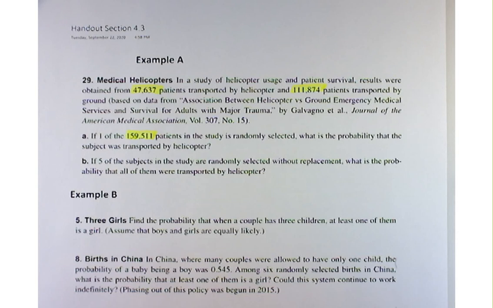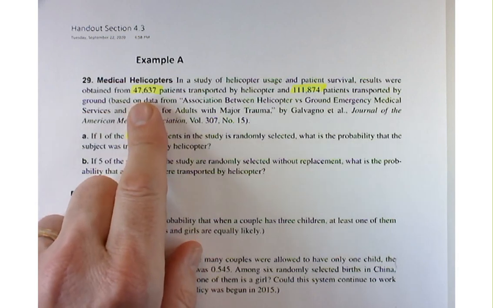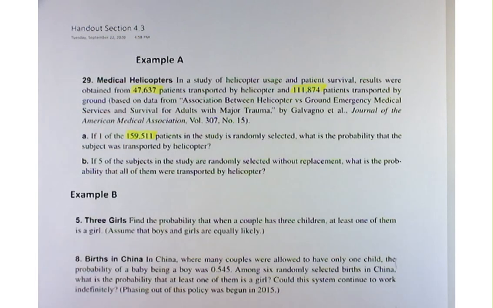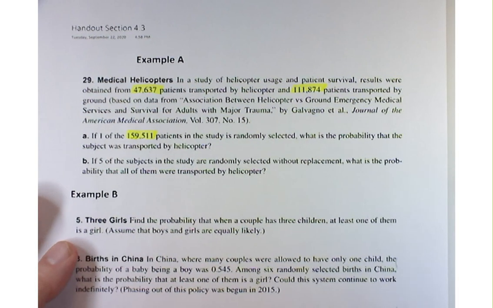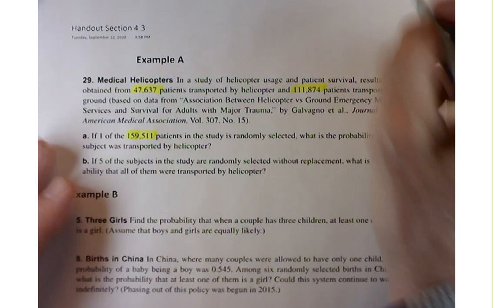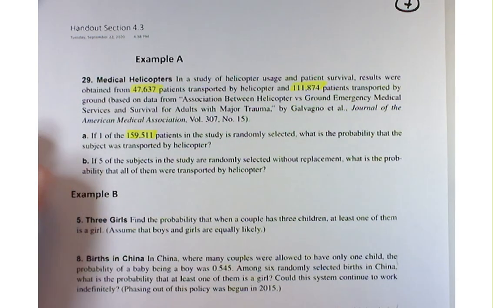So if one of those is selected, what's the probability that they were transported by helicopter? I want you to take a second and answer that for yourselves. This is also going to show you, at least in part B, why it's nice when you can apply the 5% rule. It's going to make your life a lot easier.